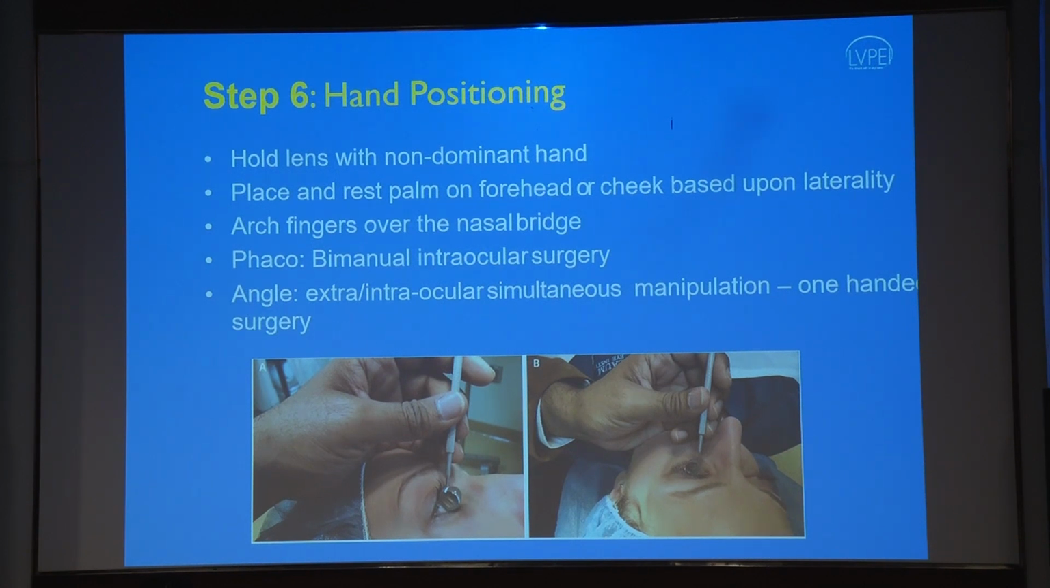Though it's a bimanual procedure, the MIGS procedures differ: phacoemulsification is a bimanual intraocular surgery, but in the angle procedures, one hand is extraocular and you have to do intraocular and extraocular simultaneous manipulation. This is like how the left image, the A image, is being done on the right eye, where for the right-dominant surgeon, the left hand is just resting over the forehead, and for the left eye, the left non-dominant hand is resting over the malar prominences.